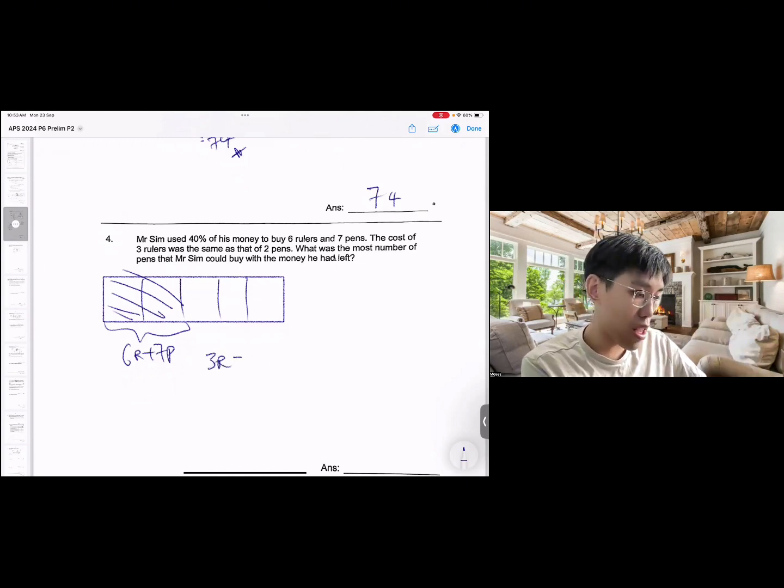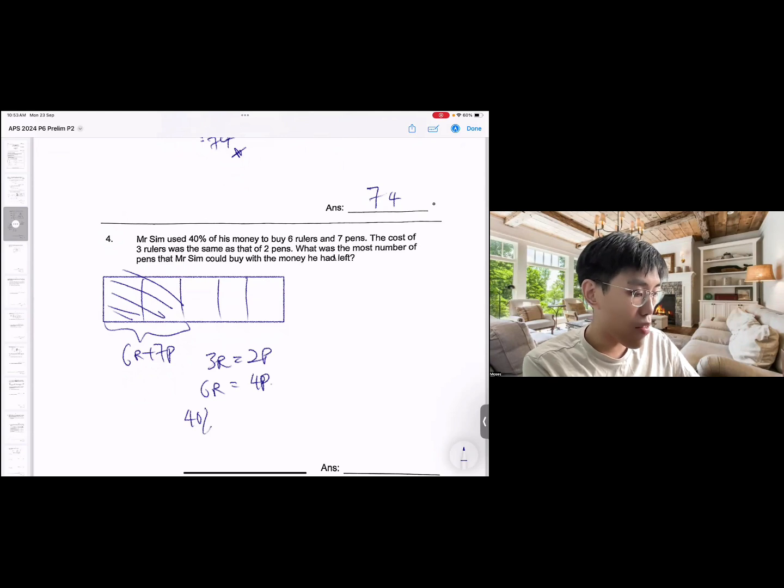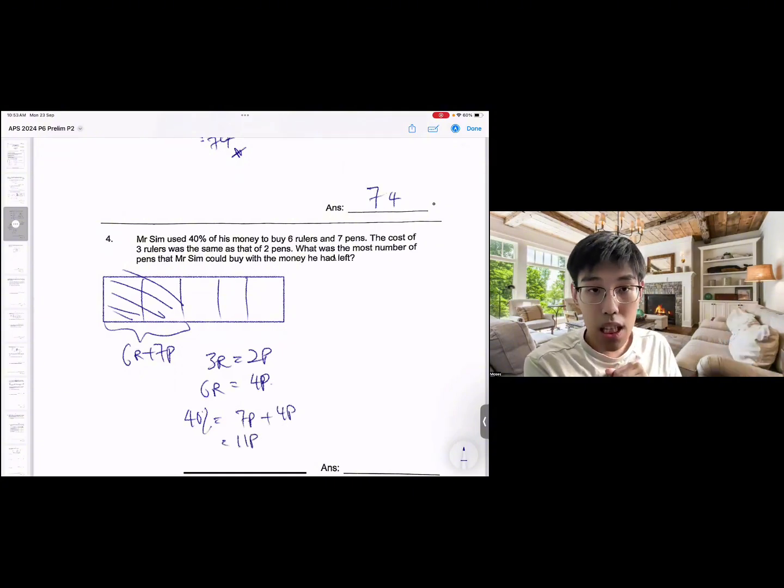So 3 rulers equals to 2 pens. Here is 6 rulers. 6 rulers equal to 4 pens. What does it mean? That means 40% of the money is equal to 11 pens. Why? Because it's the 7 pens that he already bought, with these 4 pens that are newly converted. Can you understand?